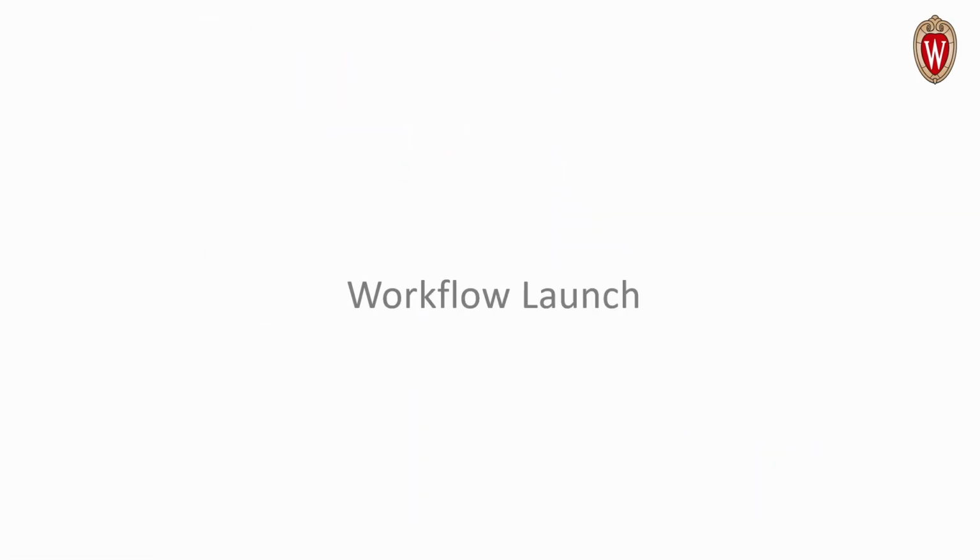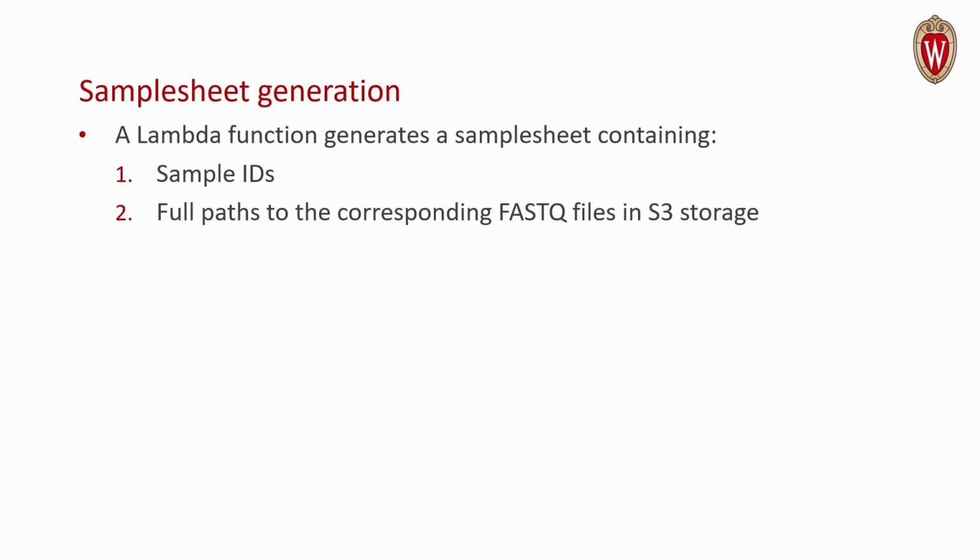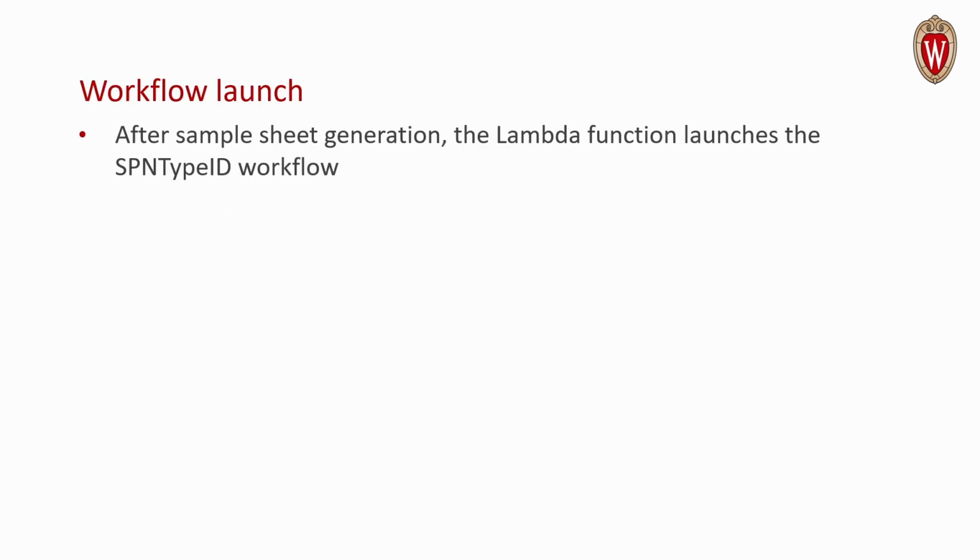So now we can move on to the workflow launch itself. The first step in workflow launching is the sample sheet generation. Nextflow workflows take in sample sheets as input, and we use a Lambda function that generates a sample sheet containing sample IDs and the full path to the corresponding FASTQ files in S3 storage. So once reads have been moved via that DataSync task, a Lambda function will create a sample sheet with the sample IDs and the FASTQ files to the S3 storage bucket they were moved to. Once that is done, the Lambda function will launch the SPNTypeID workflow.